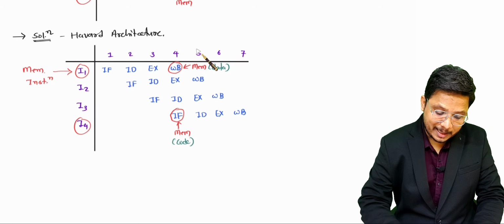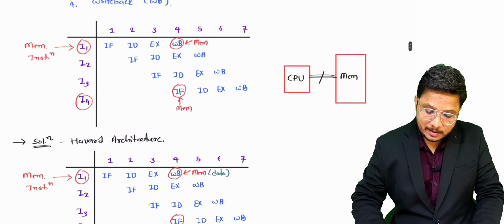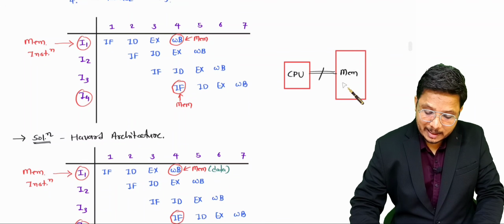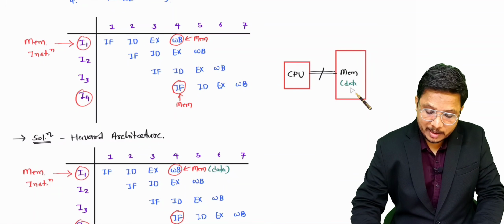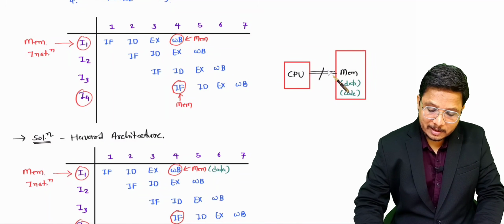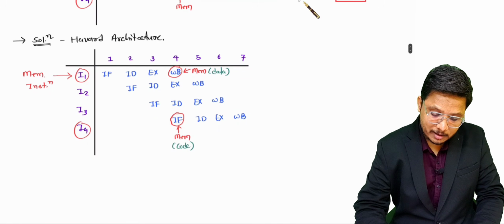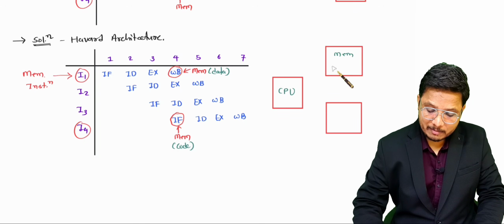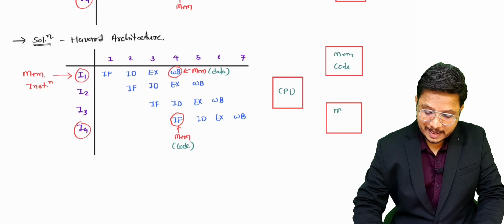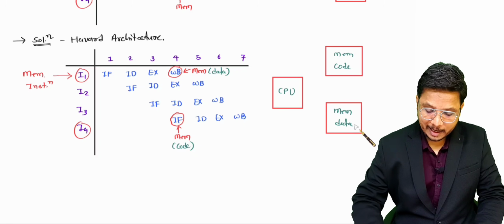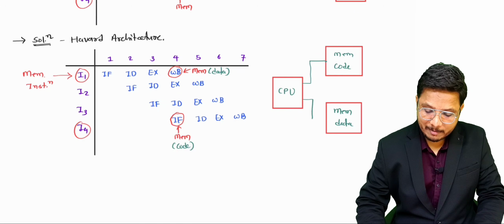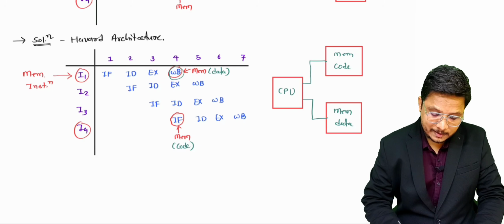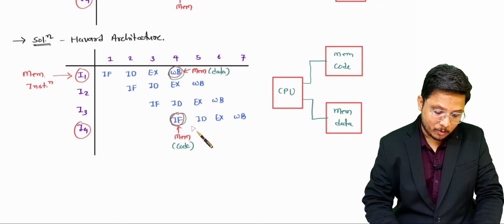So here in Harvard architecture, with this CPU, the memory is separate for data and code. Here you see data and code both are there in the same memory. That's why these buses cannot read and write at the same time. But in Harvard architecture, you will observe that this CPU has two memories. One memory is for code and the second memory is for data. So now, because we have two separate memories, at the same time we can have write back and instruction fetch, right?